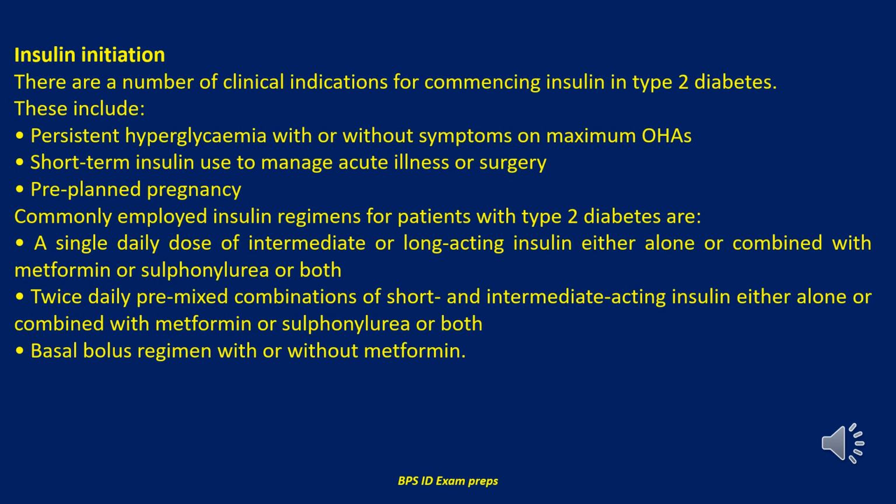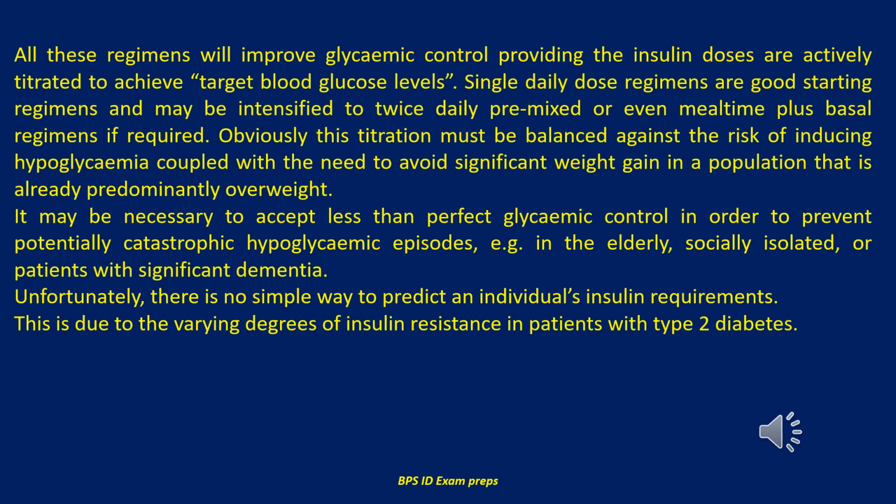Commonly employed insulin regimens for patients with type 2 diabetes are: 1. A single daily dose of intermediate or long-acting insulin, either alone or combined with metformin or sulfonylurea or both. 2. Twice daily pre-mixed combinations of short and intermediate-acting insulin, either alone or combined with metformin or sulfonylurea or both. 3. Basal bolus regimen with or without metformin. All these regimens will improve glycemic control providing the insulin doses are actively titrated to achieve target blood glucose levels.